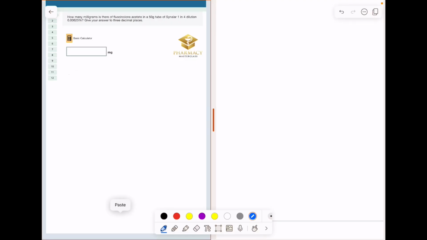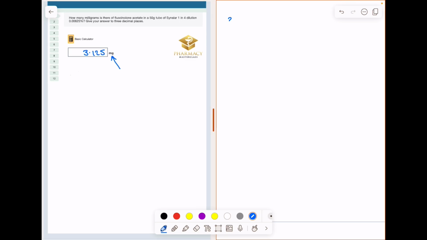This question has been sent in by quite a few different students today, so I thought it'd be a good idea to record an explanation around breaking down this question and post it up here for all of you to learn from. The answer supplied for this question is 3.125 milligrams.